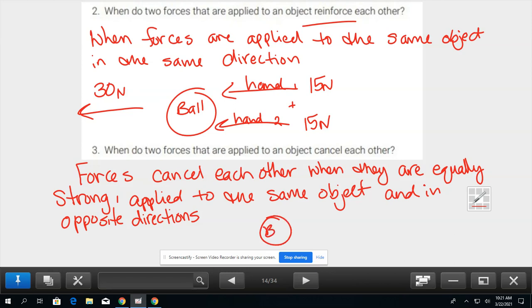So if I have a ball and I have 15 newtons here and I have 15 newtons there, they're going to cancel each other out. We have 0 newtons. They are balanced with no motion.